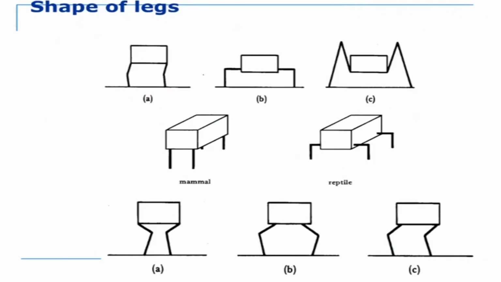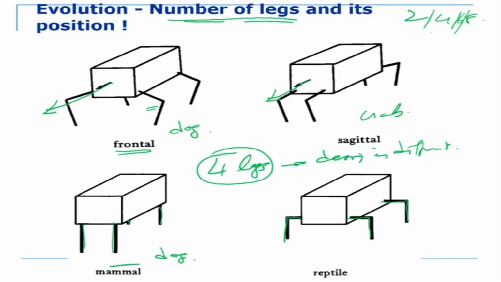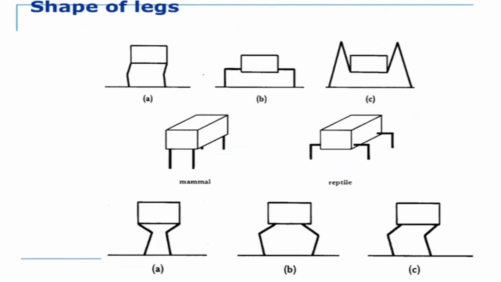Now, what about the shape of legs? Here we only talked about the number of legs and where they are going to be fixed. What about the shape of the legs? For example, in a biped also, legs can be straight down like this. In the case of a reptile, it is like this. In the case of a cockroach or other insects, it is like this. They all have 2 DOF or 3 DOF, but the shapes are different.